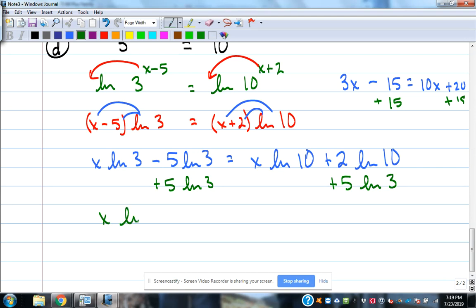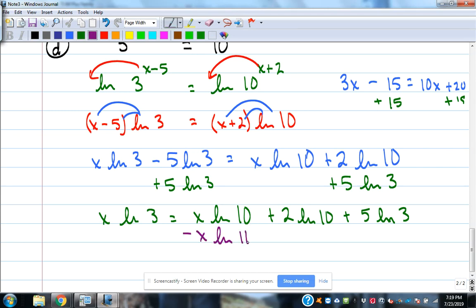So on this side we got x natural log of 3. On the right side we got x natural log of 10 plus 2 natural log of 10 plus 5 natural log of 3. Okay. Now on the right hand side, one of these things is not like the other. One of these things just doesn't belong. Which one doesn't belong? The thing that's got an x, right? So it needs to go to the other side. So it's a positive x natural log of 10. So to move it, I'm going to subtract x natural log of 10.